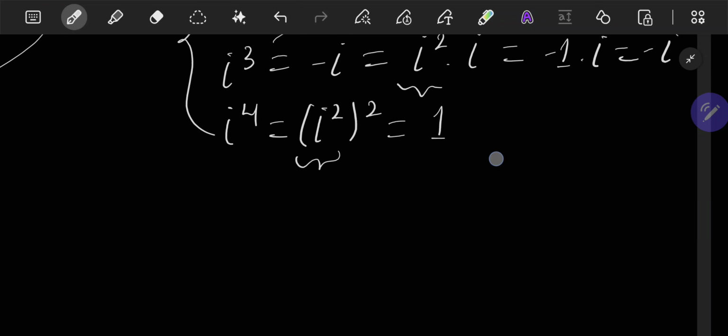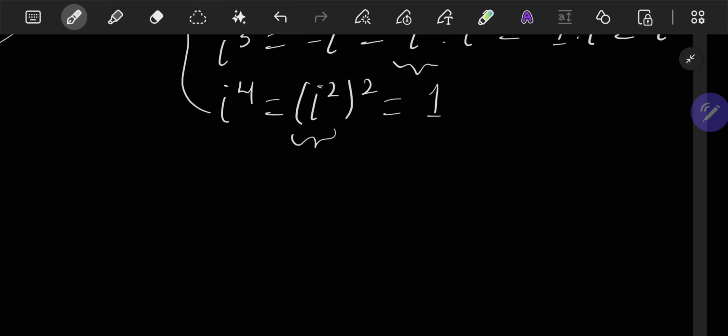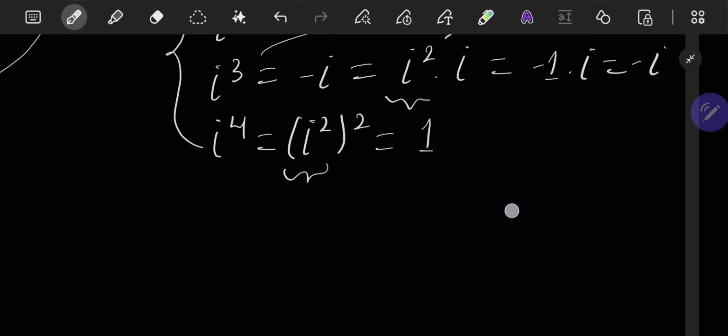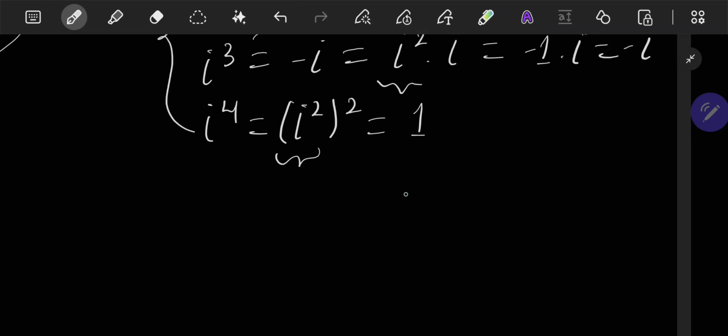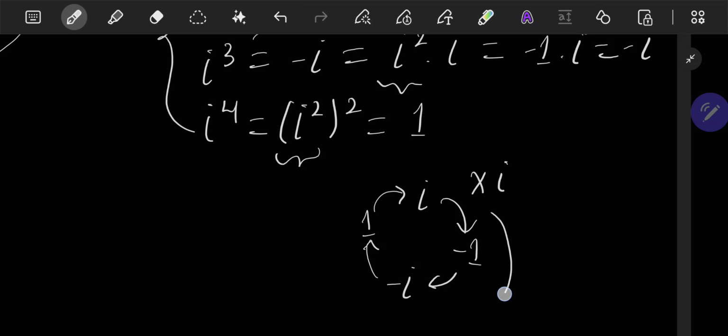Now, the interesting thing about these powers of i is that they cycle. So we have i, minus 1, minus i, 1, and then i. So if we multiply by i, this keeps cycling and cycling around.